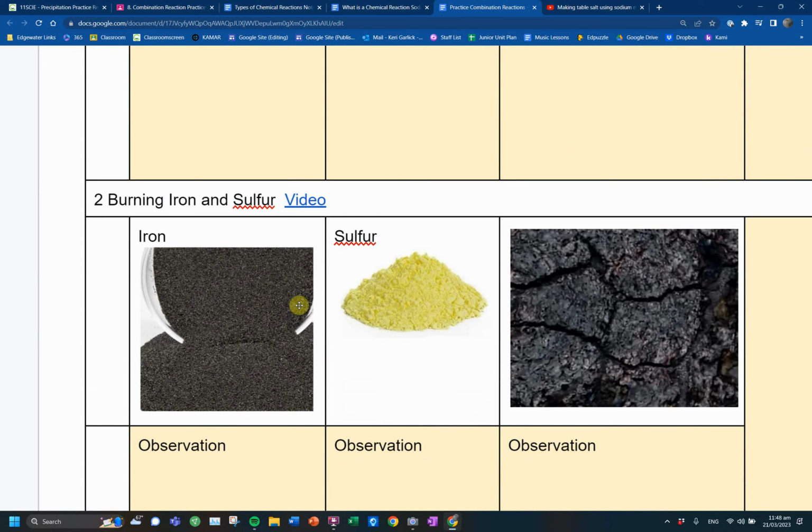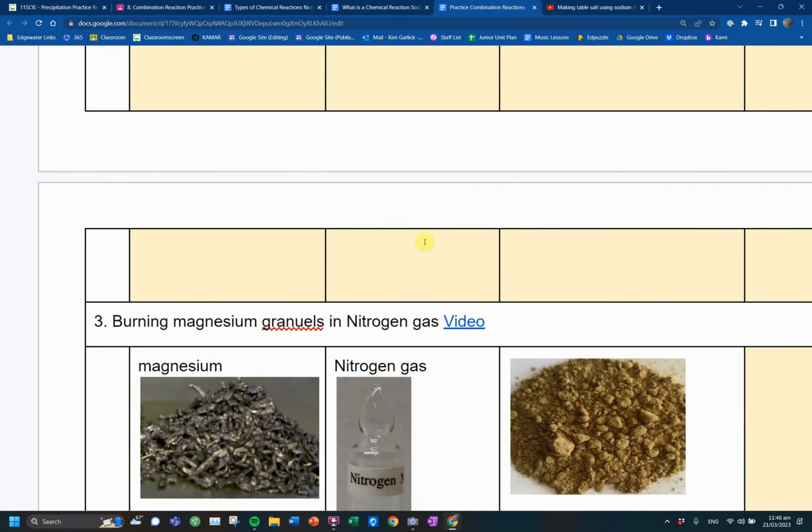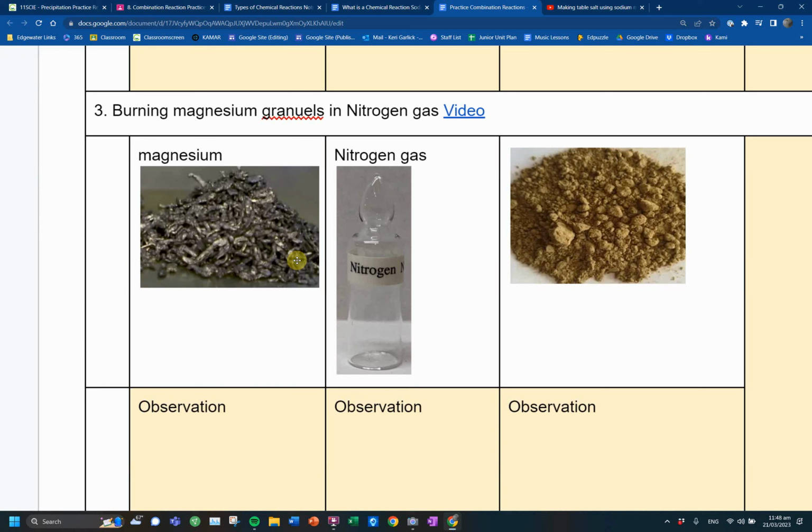This is part B. You're doing some practice. All right, here's the iron, here's the sulfur. Remember, sulfur is different from sulfate, because sulfate is SO4 2-. And the last one here is you have magnesium and you have nitrogen gas. Nitrogen gas would also be an N2.